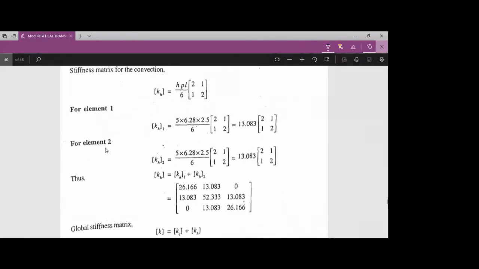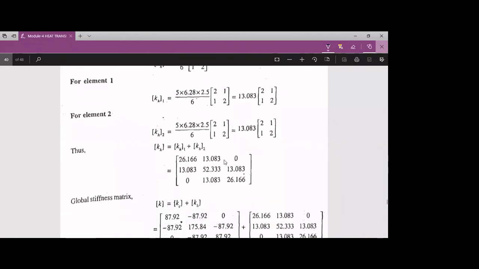Now consider the second element. KH2 is equal to 5 into 6.28 into 2.5 divided by 6, times [2 1; 1 2]. As you simplify, you will get 13.0833 times [2 1; 1 2]. Now we need to assemble again.